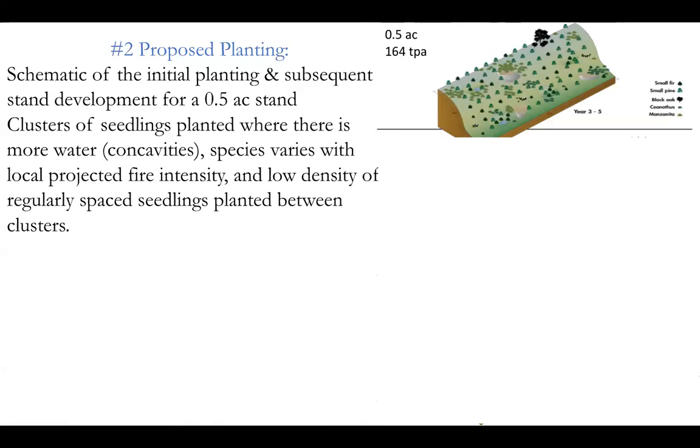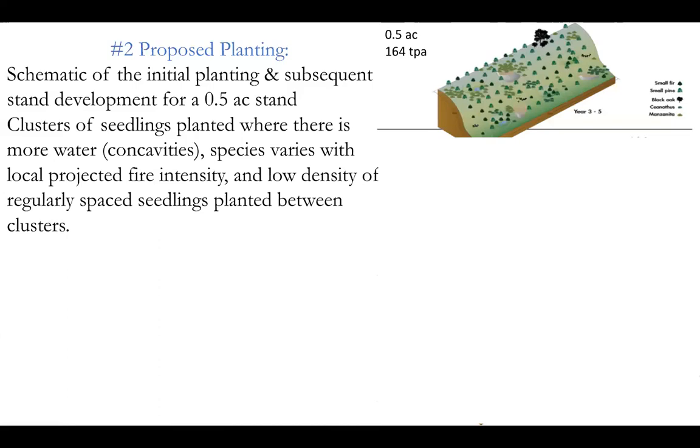And then we want to vary the species composition with how we think subsequent fire might behave. So planting more fire-resistant species, particularly ponderosa pine, in areas that are likely to see more frequent fire. And then in the interspaces between clusters, there would be some regularly spaced seeding. So we wouldn't be getting entirely away from regularly spaced seeding, but that would be the matrix. And then you would insert gaps as required.